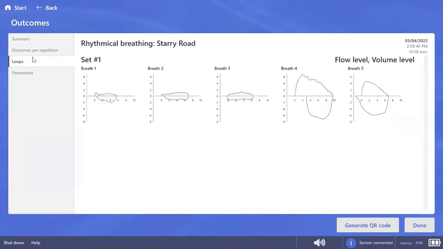And just to show you the loops very briefly, here we can see both the inhalation and exhalation. So it's on the positive and negative side of the graph. Breath 1, 2, and 3 look very good, very symmetrical, low to the x-axis, versus at 4 and 5, where it's just, again, that shallow, quick breath of air.